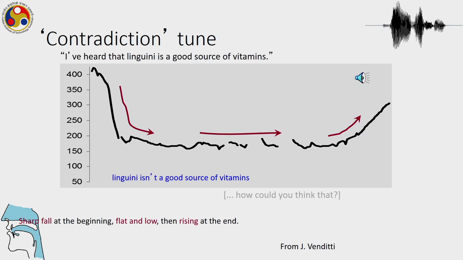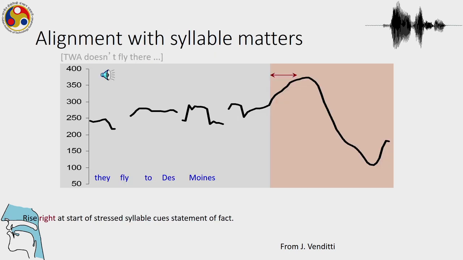Unlike that, we can have a contradiction tune, which would try to contradict the meaning conveyed by the sentence. So this is a contradiction tune which would have a fall in the beginning, unlike all the previous sentences, and then low and then a final rising trend at the end. Linguine isn't a good source of vitamins. Linguine isn't a good source of vitamins. So a fall and then a rise. It's a contradiction tune.